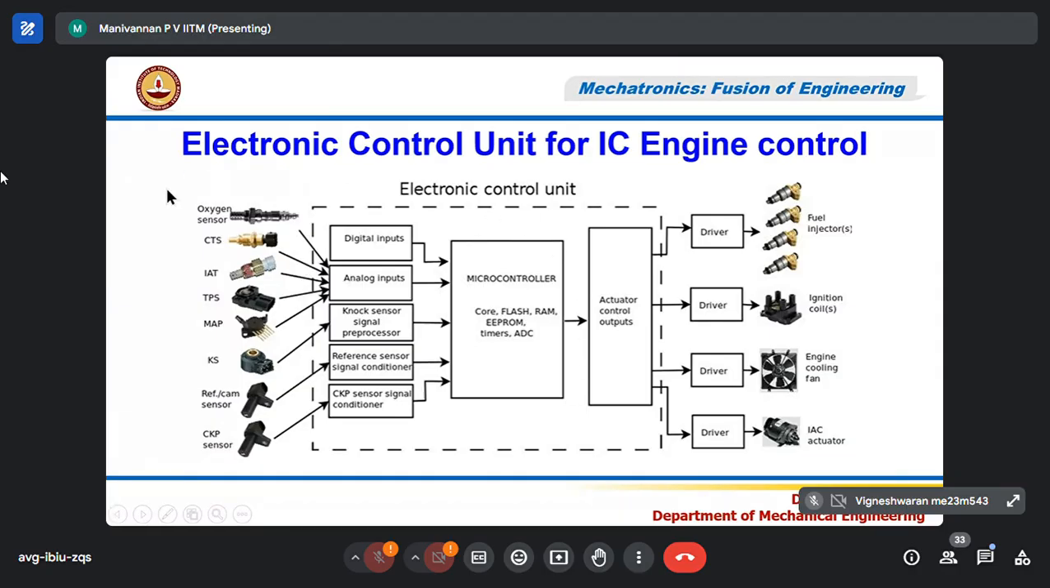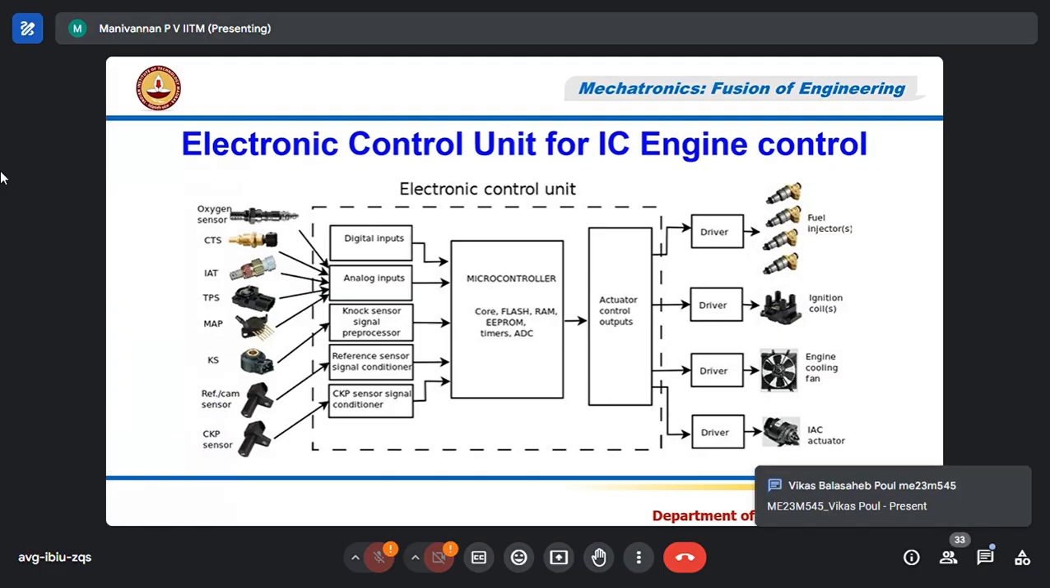We'll see you tomorrow. Tomorrow we'll see the electronic control unit, ECU, for SI engine control, and what the sensors are, how it works, and I will explain the flow chart. Then we'll go to the next topic, sensors for mechatronics, like that.